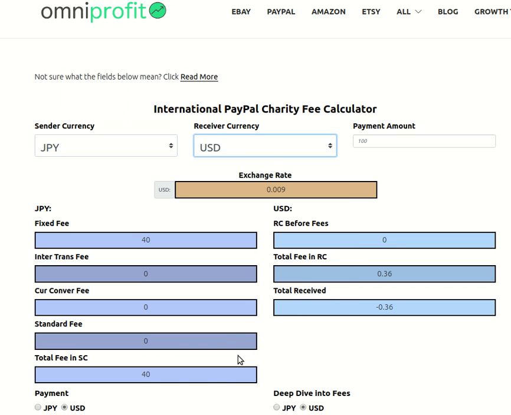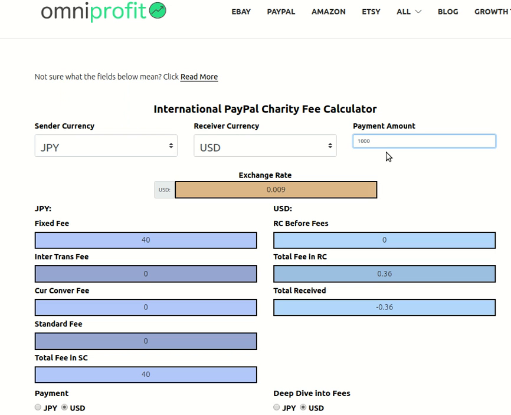Now the colors. On the left column, you see a light purple. That means that all of these numbers are denominated in Japanese yen. They belong with JPY. On the right, all these numbers in the light blue are denominated in USD, denominated in dollars. So that's just to help you remember that the left side is denominated in yen, the right side is denominated in dollars.